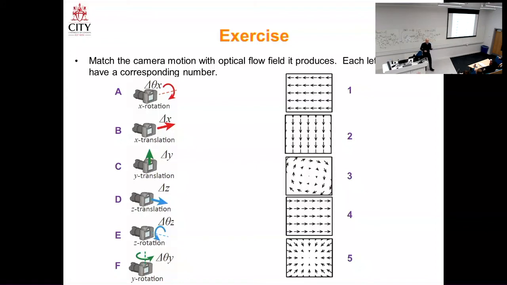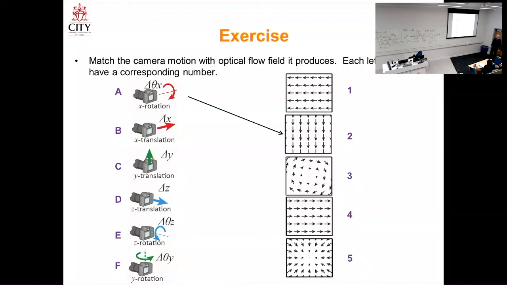Still working on it, but in the interest of time, let's see what we've got. So A is rotation around this x-axis, so the camera's kind of going like that. What kind of optical flow field do you think it produces? 1, 2, 3, 4, 5. 2. Right. Okay. So as the camera's going up, the pixels in the video are going down.